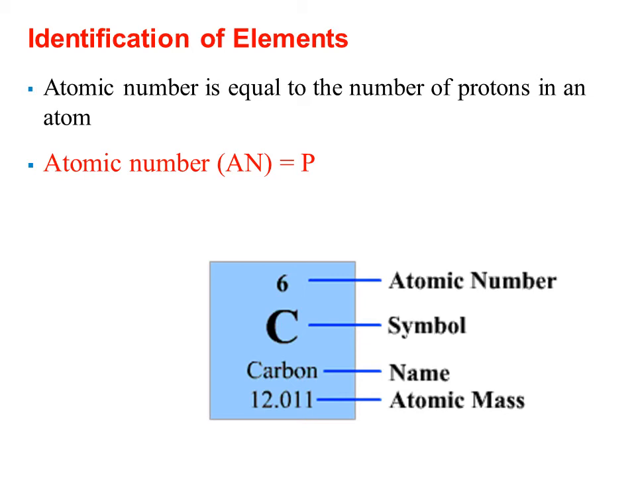Atomic number, which is at the top, is equal to the number of protons that will be in the atom. So for example, carbon, if I ask you how many protons would carbon have, you would just need to look at the atomic number, because AN, atomic number, is equal to the proton number.